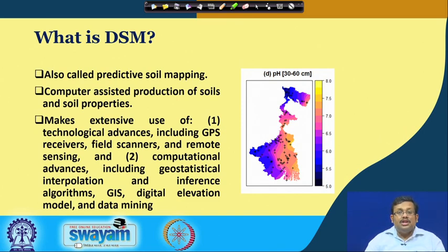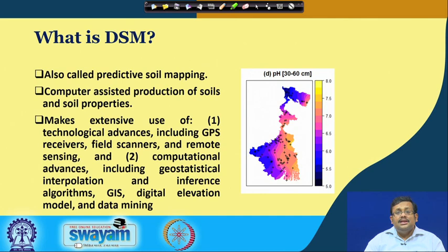So, digital soil mapping makes extensive use of technological advances, including GPS receivers, field scanners and remote sensing, and computational advances including geostatistical interpolation and inference algorithms, and then GIS, digital elevation model, and data mining. I have already covered GIS and geostatistics in my previous lectures. So, those will be basically used in digital soil mapping, and we will talk about it.